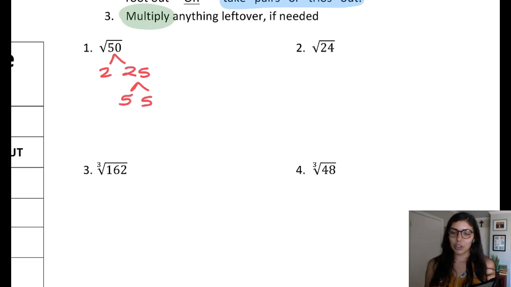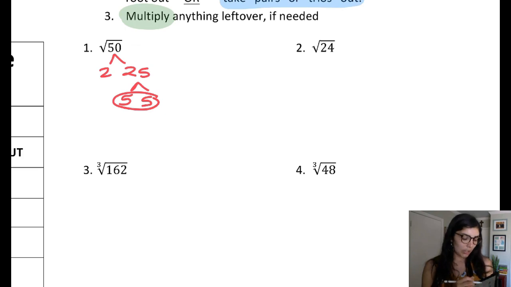In this factor tree, since we're taking the square root, I'm looking for pairs. There is a pair of 5s. The pair of 5s get to pop out of the radical sign as a regular 5. So every pair comes out as one number.